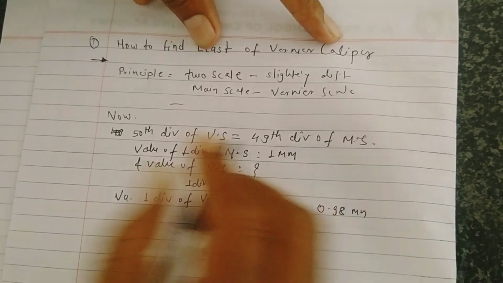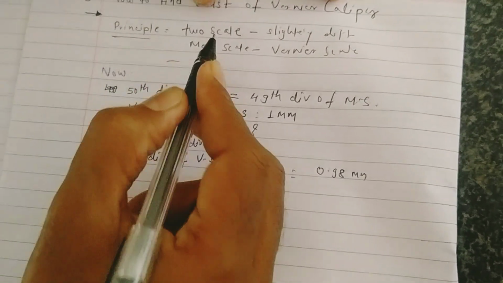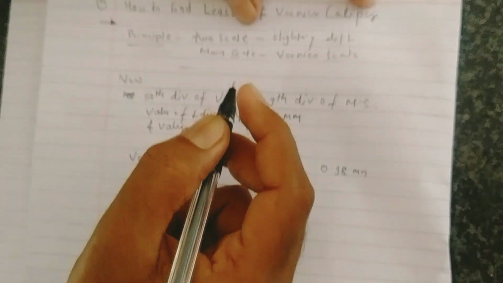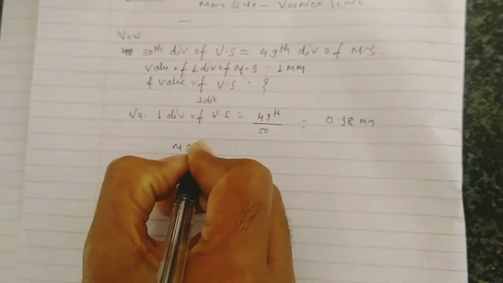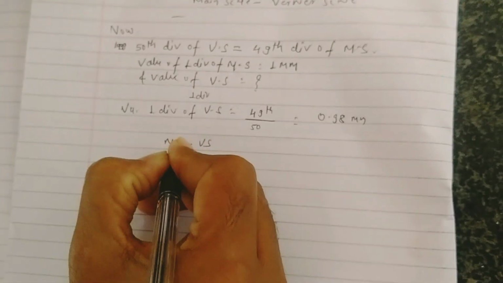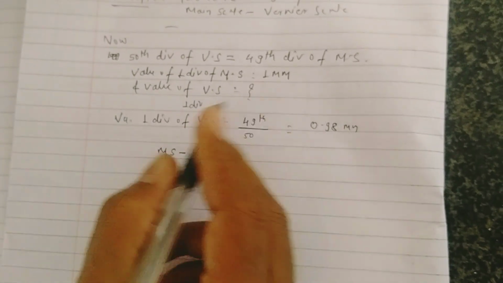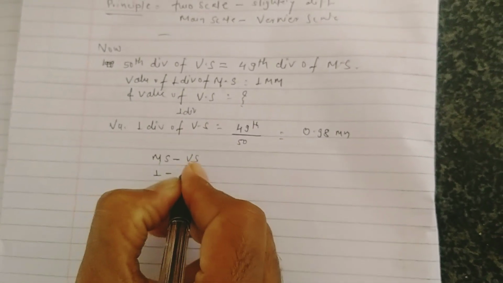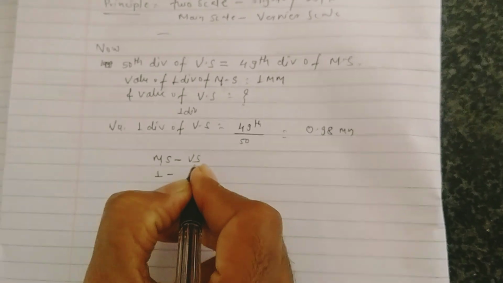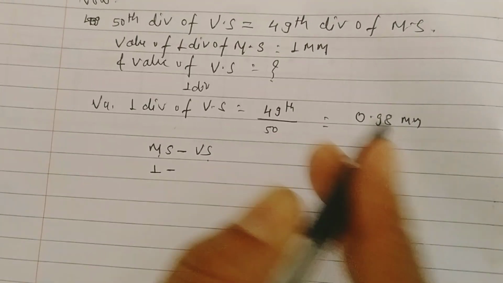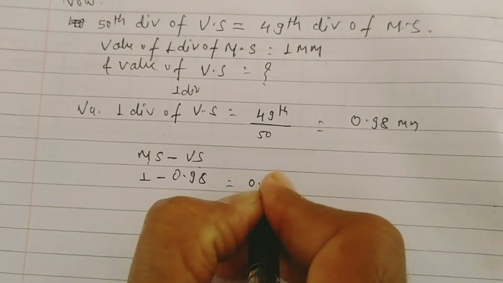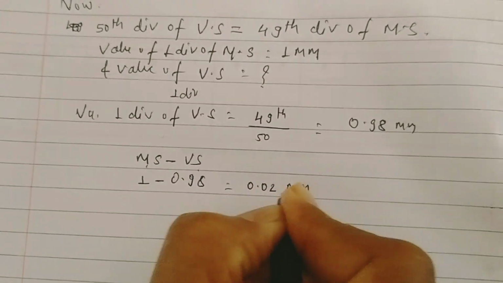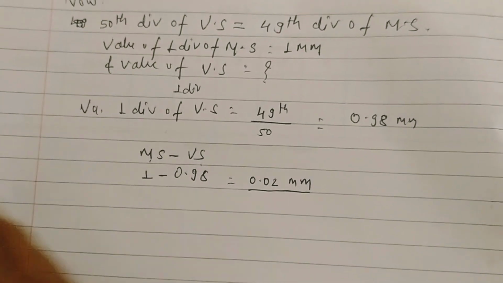So according to the principle, what does the principle state? Two scales which are slightly different in size. So we will apply it over here. One is main scale and another one is vernier scale. So value of one division of main scale is 1 mm minus value of one division of vernier scale, which we have calculated, that is 0.98, and we will get 0.02 mm. So this is the least count of vernier caliper.